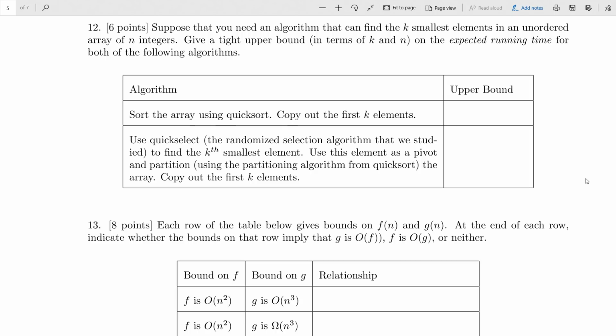So you sort the array using quicksort, and then you copy out the first k elements. So what's the complexity of that? What's the complexity of the sort? N log n, on average, and then the cost of copying out, which is k. But k is smaller than n, so this is going to be O of n log n.